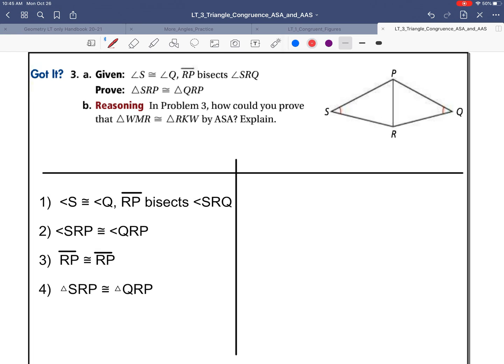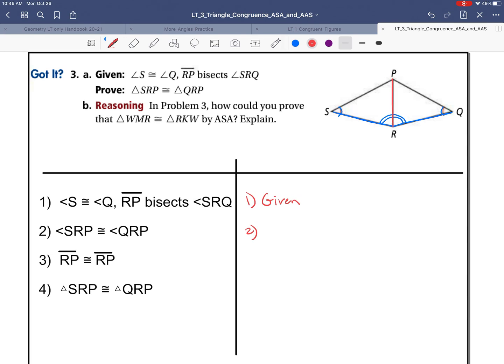Here we have another proof. We're given S congruent to Q. Let's make sure that's marked. S congruent to Q. And we're given that RP bisects SRQ. If I go to S to R to Q, that's talking about this whole angle right here. So PR is bisecting that. What does it mean to bisect? It means to cut it in half. So this is given.